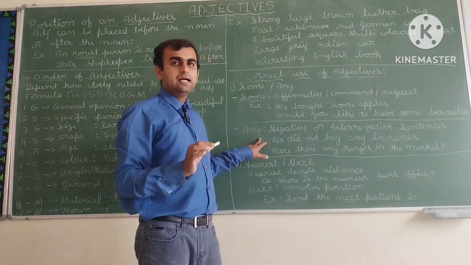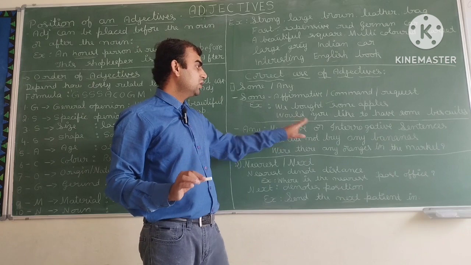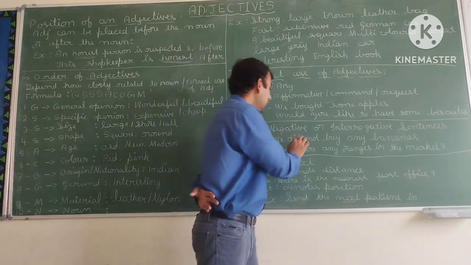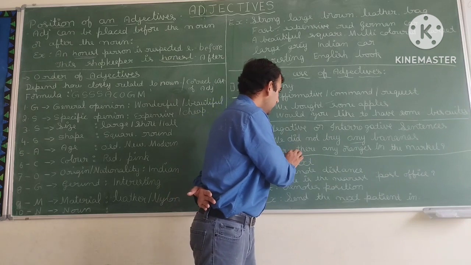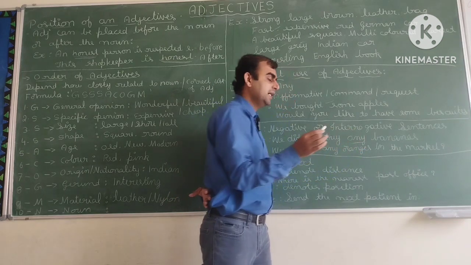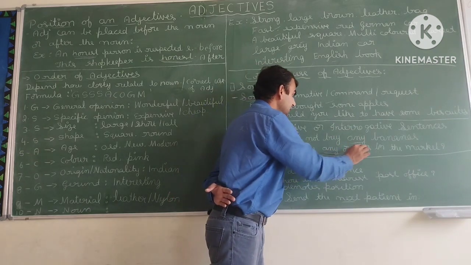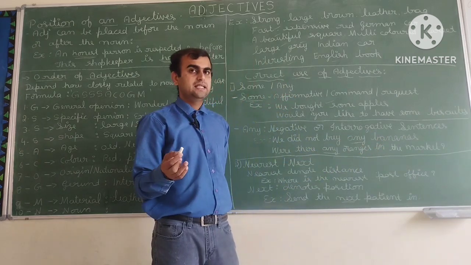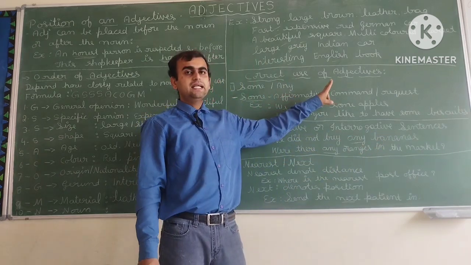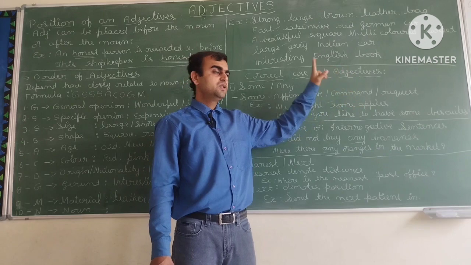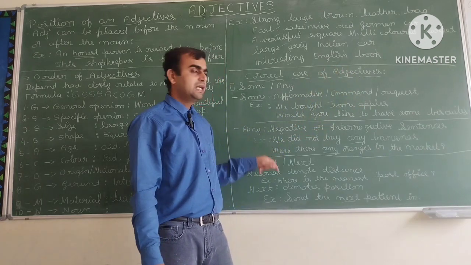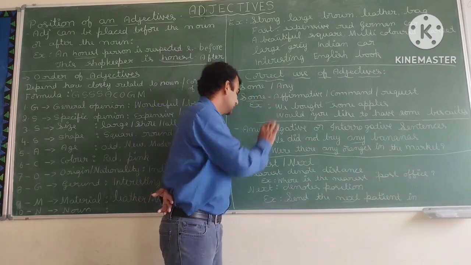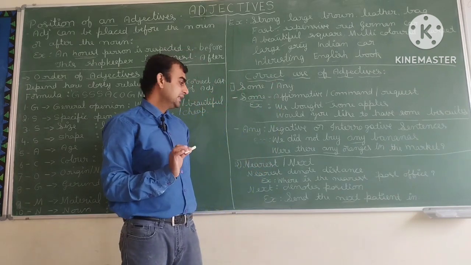Second, any. Any we use for a negative sentence or interrogative sentence. Example: we did not buy any bananas. Were there any oranges in the market? It is an interrogative sentence. Affirmative sentence, command and request we use some. Negative sentence and interrogative sentence we always use any. This is the first one.